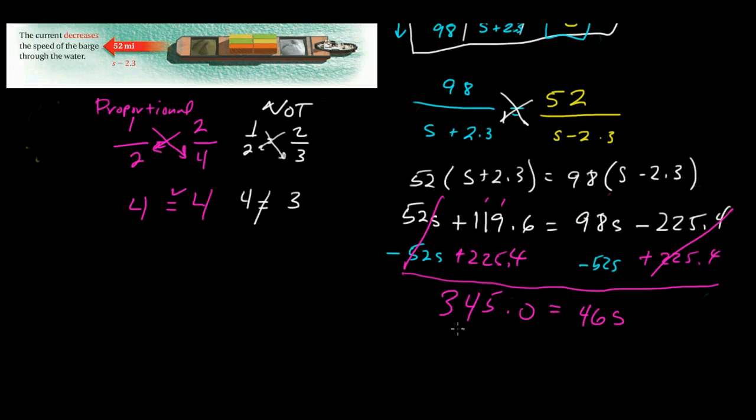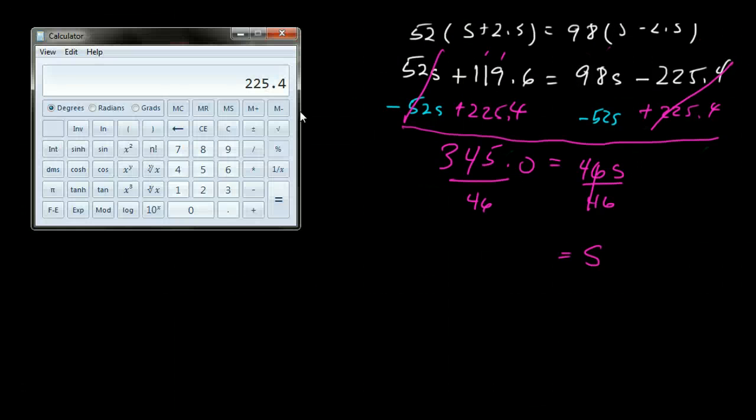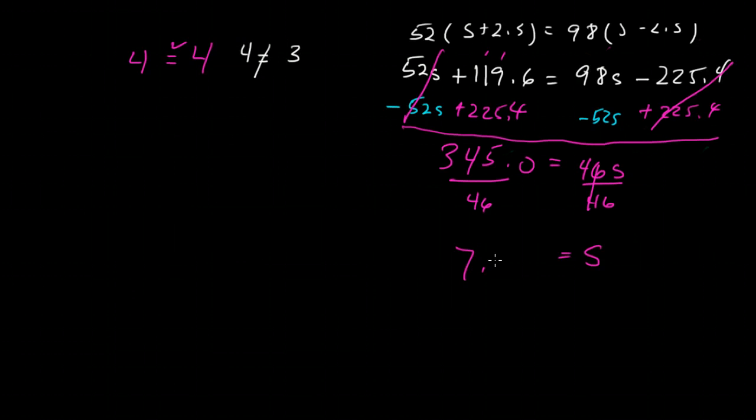And so now if I divide both sides by 46, I will get that the speed in still water is 345 divided by 46, which is about 7.5 miles per hour.